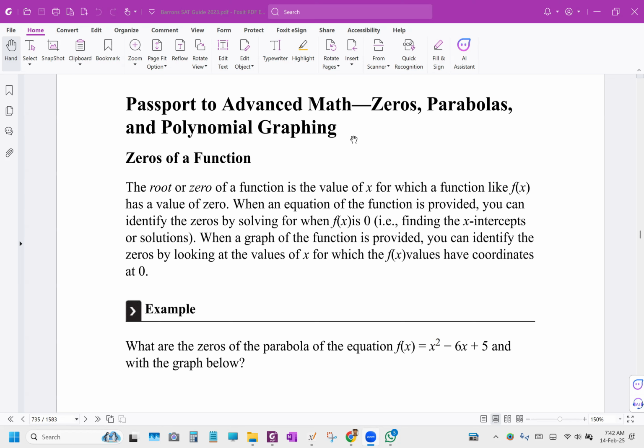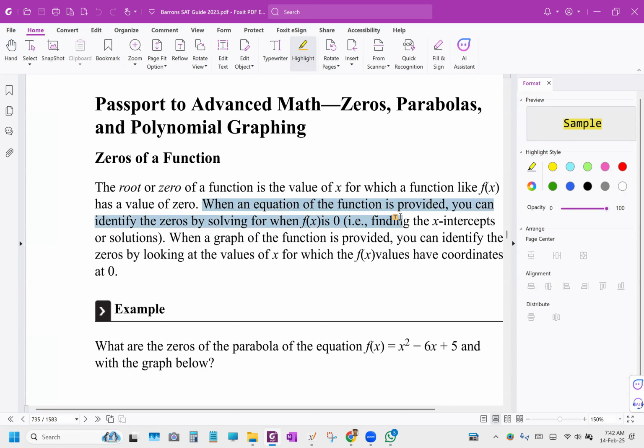So what is the zero of a function? When an equation of the function is provided, you can identify the zeros by solving for when f of x is equal to 0.